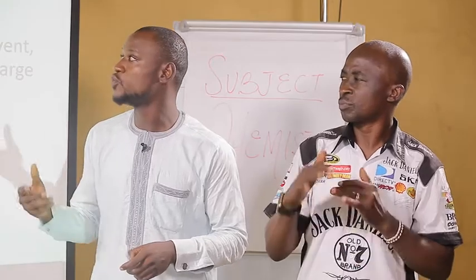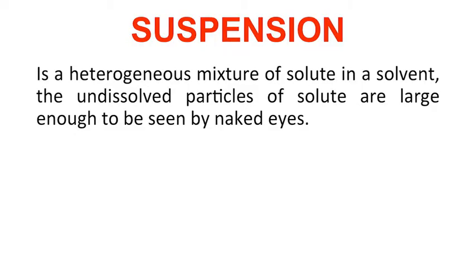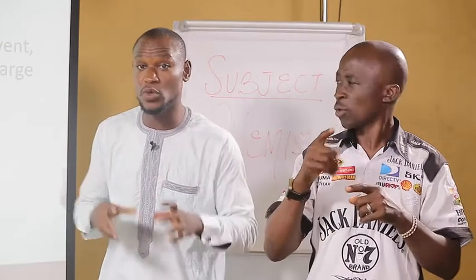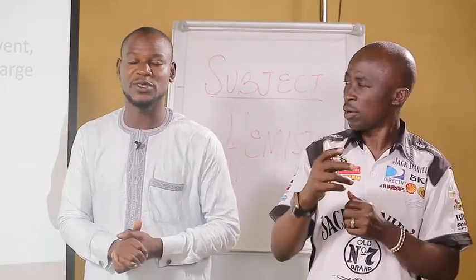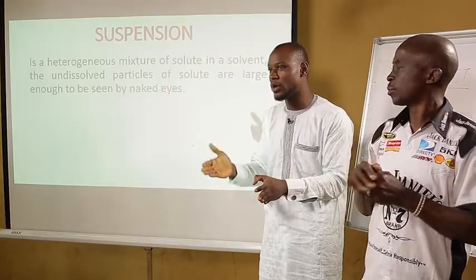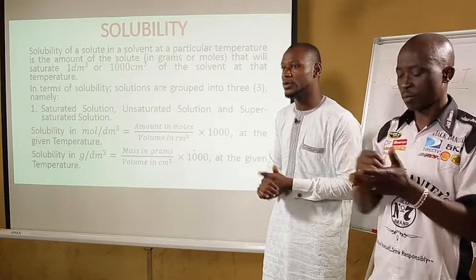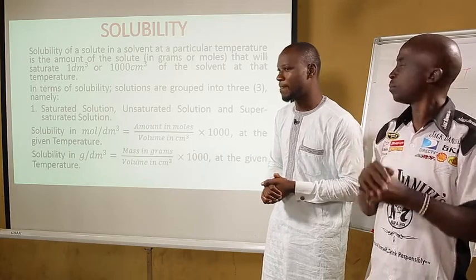Having said that, we go into suspension. Now, what is suspension? A suspension is a heterogeneous mixture of solutes in a solvent. The undissolved particles of solute are large enough to be seen with naked eyes. That means in a suspension, you'll be able to see the undissolved solid particles. A perfect example is what I gave you as chalk powder dissolved in water. You'll be able to see the chalk powder.